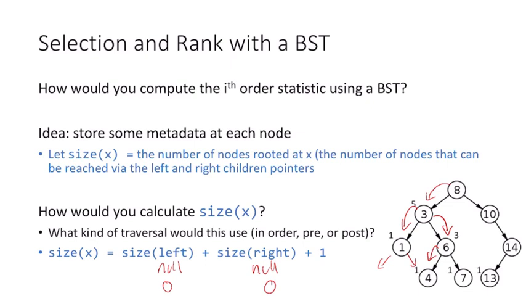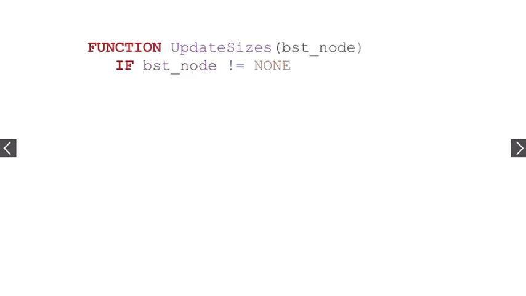Next, we traverse all the way down to the 13, give it a 1. 14 is 2. The 10 is 3. And then finally, the 9 is the 5 plus the 3 plus 1 for the node 8. So that might look something like this.